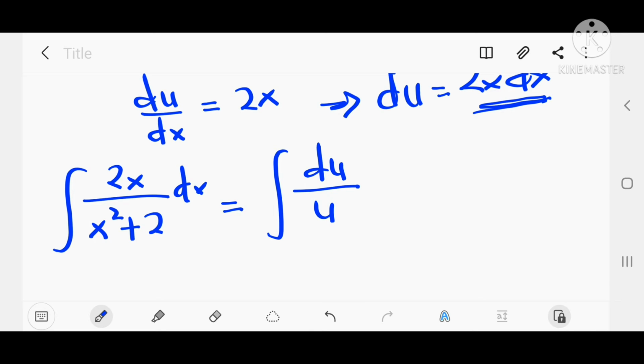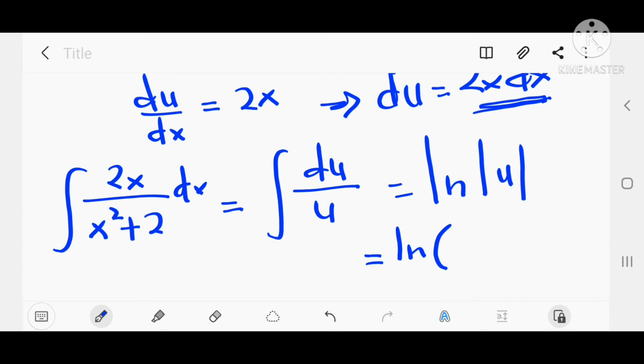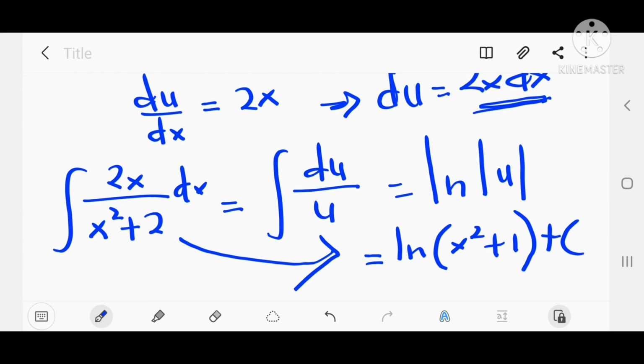So which will be equal to the ln u. And in ln u, you shouldn't forget that u equals x squared plus 1, so ln of x squared plus 1 plus c. So that is the result for the integration of the second term.